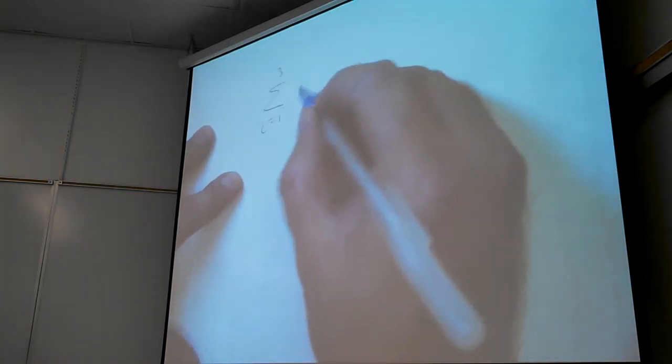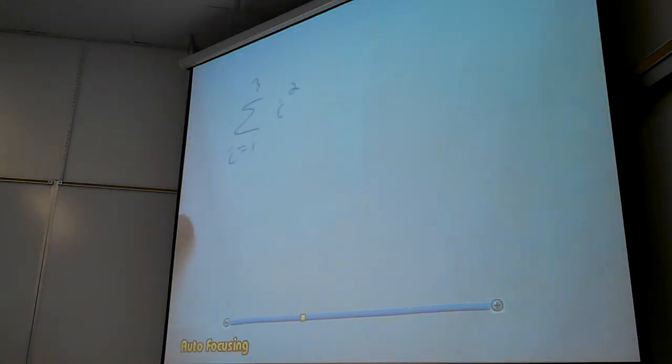So if I said this. Is that an I there at the bottom, or is that a T? That's an I. So we start at 1, go to 3, we finish at 3. So how do you calculate the value of this?